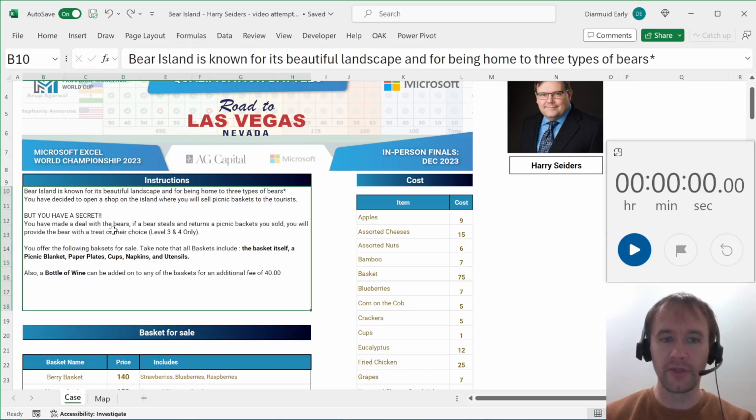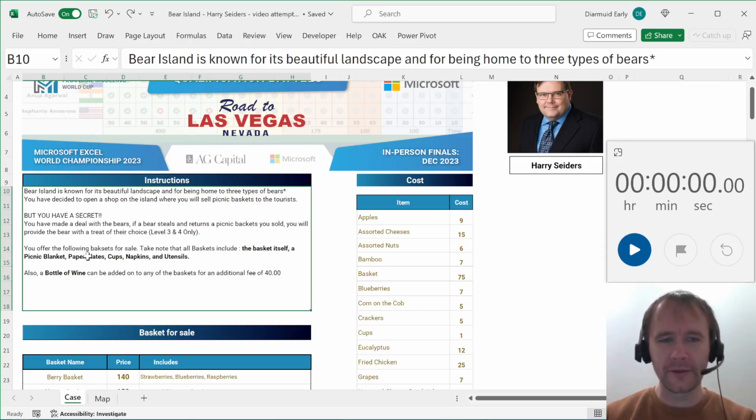You have made a deal with the bears. If a bear steals and returns a picnic basket you sold, you will provide the bear with a treat of their choice for level 3 and 4 only. You offer the following. That's 2 different misspellings of basket. I never noticed before, which goes to show that my normal mode is to skim the instructions quite quickly.